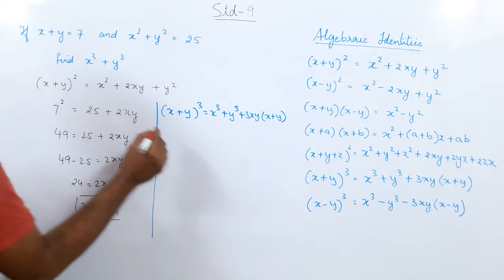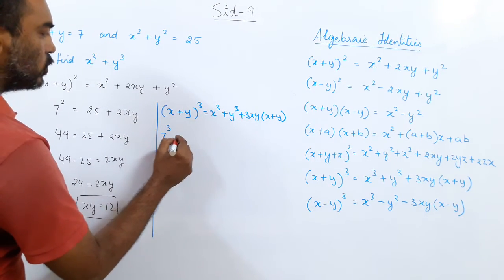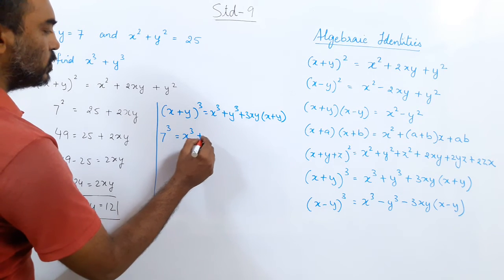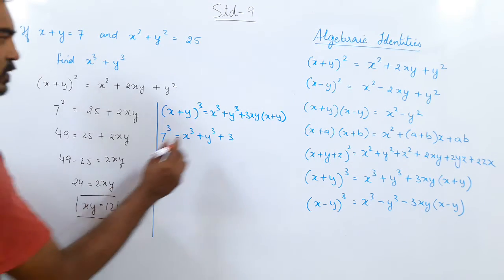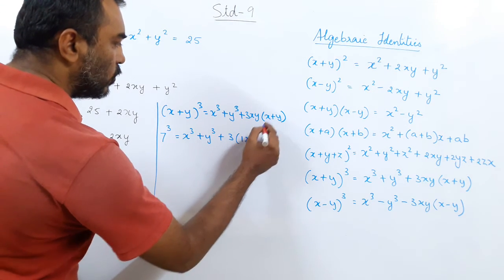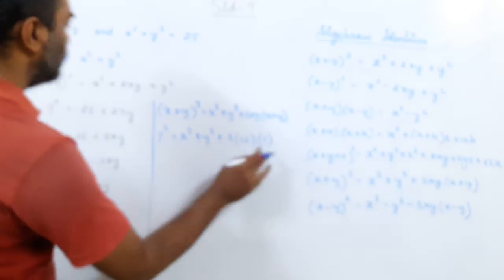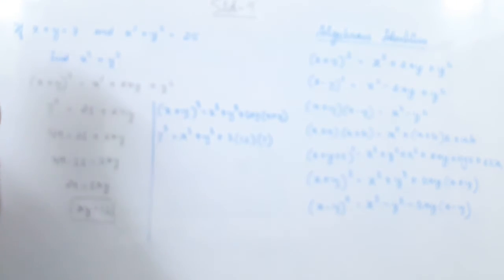Again, what is x plus y? 7. So 7 the whole cube is x cube plus y cube plus 3. What is xy now? 12. And what is x plus y? Given to us, 7. So 7 cube is how much?